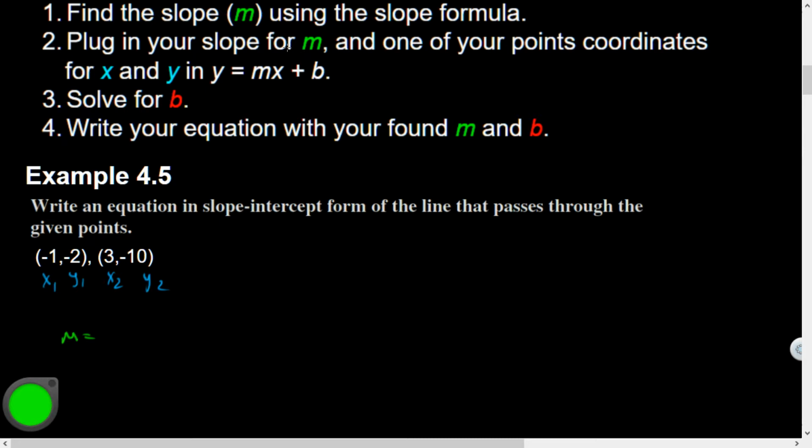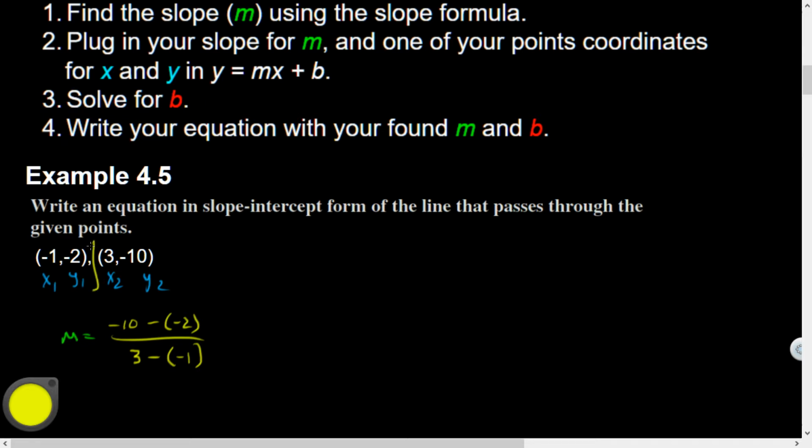m is equal to y2 minus y1. So let's figure this out. So negative 10 minus y1, so that's minus a negative 2. Be careful with that double negative there, by the way. y2 minus y1 over x2, which is 3, minus x1, which is negative 1. Careful once again with those double negatives.